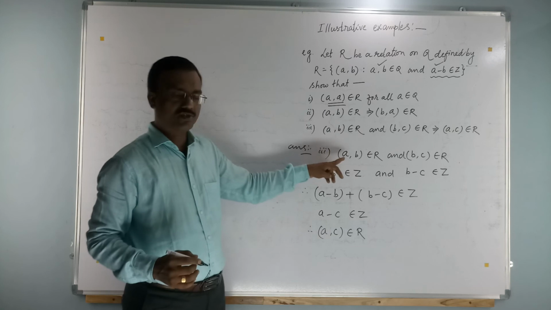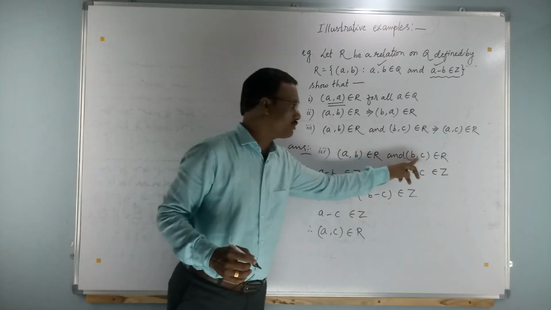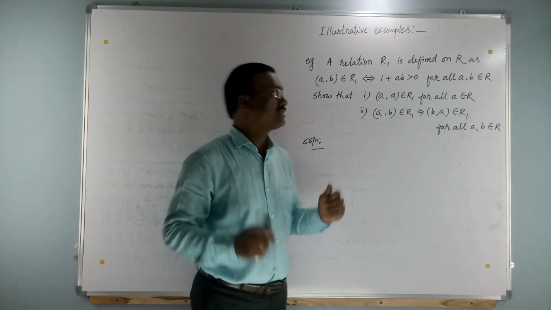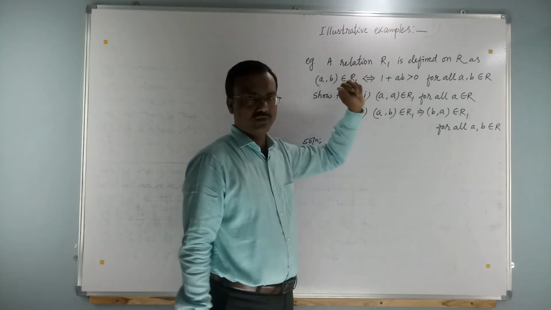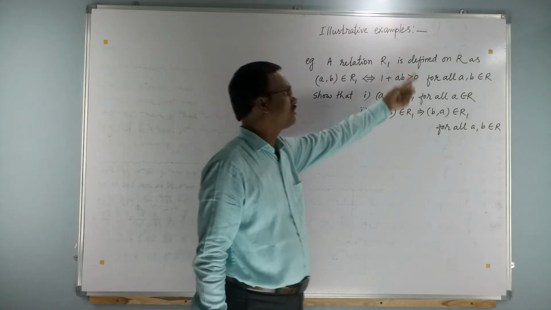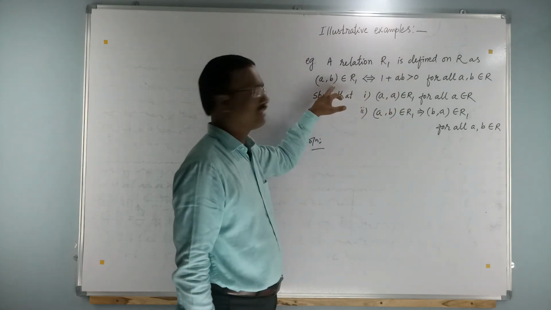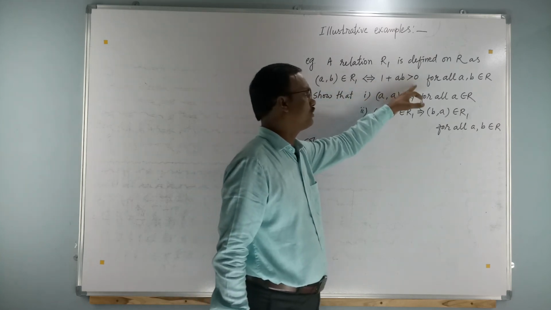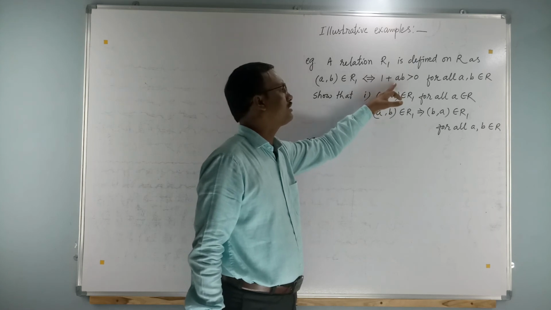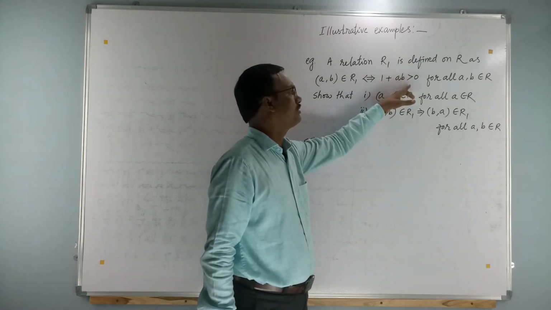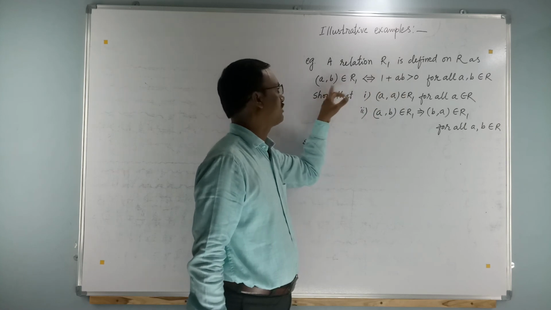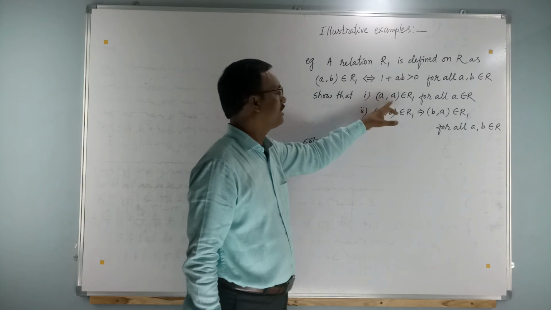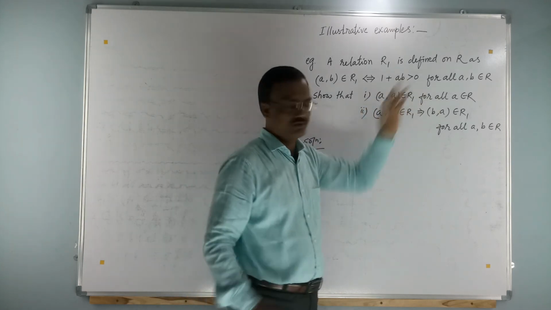In this way we started with this pair belonging to R and this pair belonging to R, and we have shown that A comma C belongs to R. Now the next question: R1 is a new relation given on the set of all real numbers R, and the definition is A comma B belongs to R1 implies 1 plus A into B is greater than 0. 1 plus first number into second number is positive means the pair belongs to the relation, and vice versa. What we have to show is that A comma A belongs to R1 for all A belonging to R.